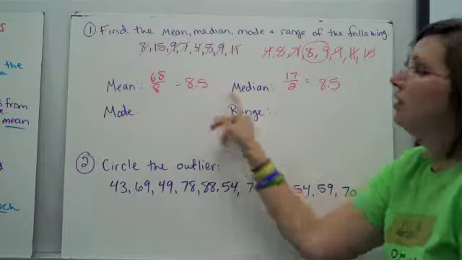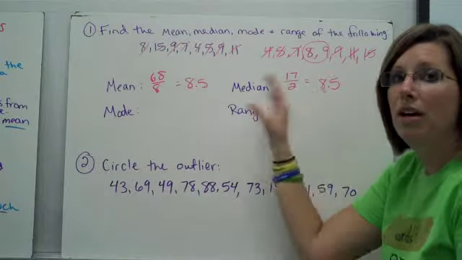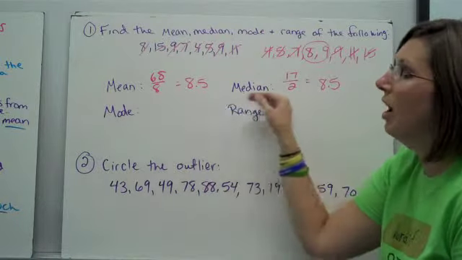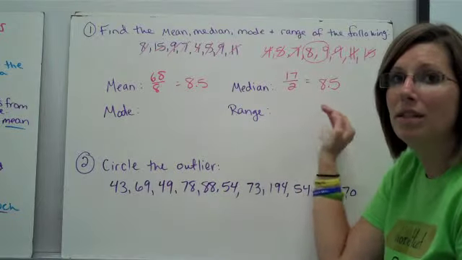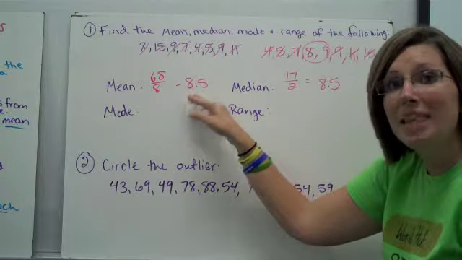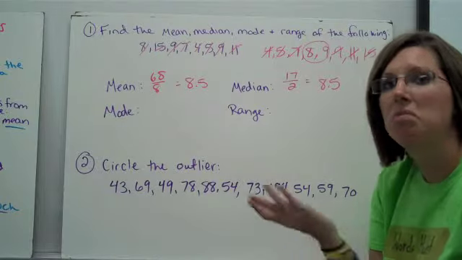In every situation, your measures of center are going to be different. This is just a coincidence that the mean and the median are the same value.